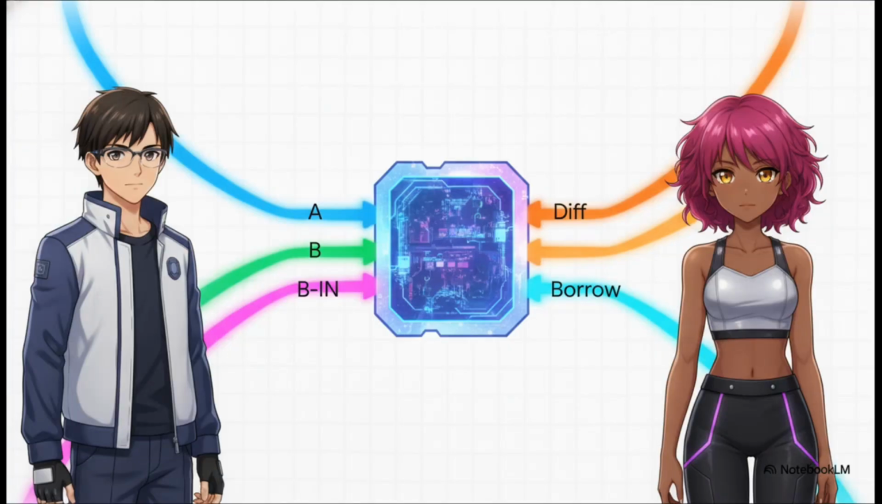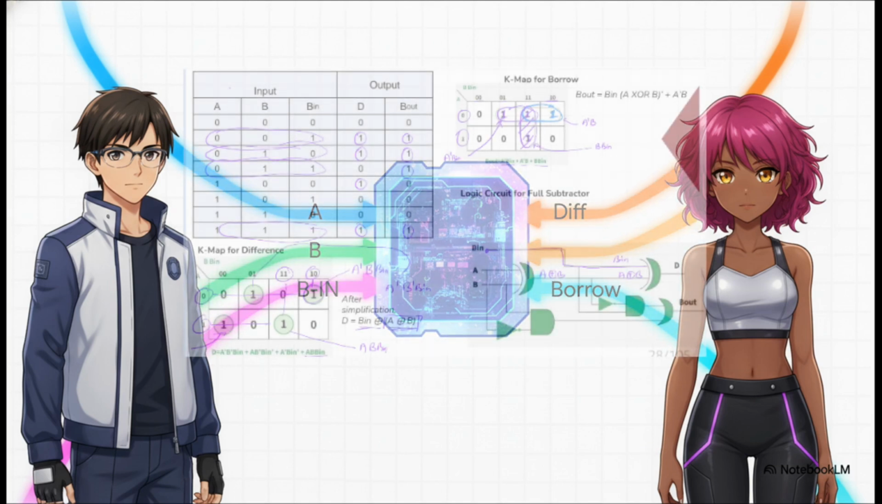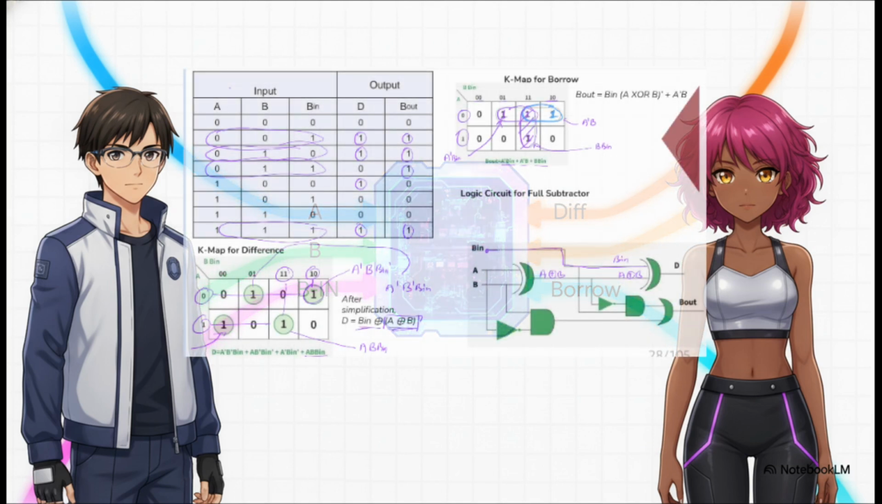So if you picture that combinational circuit in your head, we have exactly 3 inputs feeding into it, A, B, and Bin. Processing those inputs gives us 2 essential outputs on the other side. The first output is the difference, which is exactly what it sounds like, the actual result of the subtraction. The second output is borrow out. This tells the rest of the circuit if a borrow is going to be needed for the next stage of calculation. It creates this perfect, unbroken chain of information.